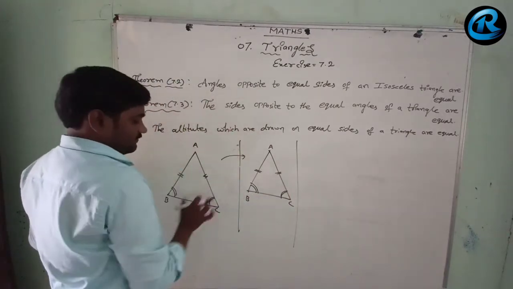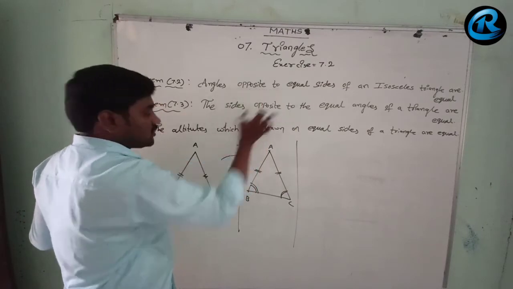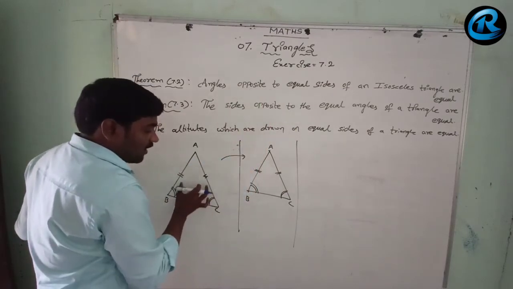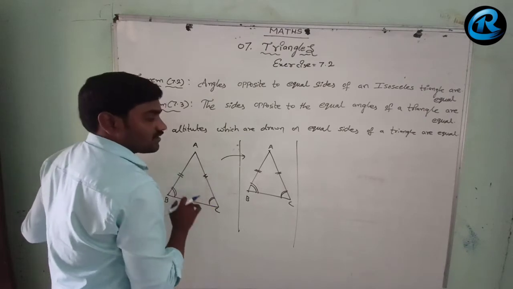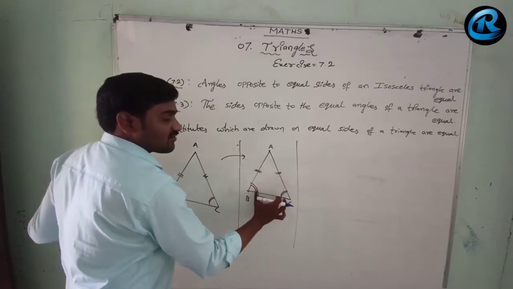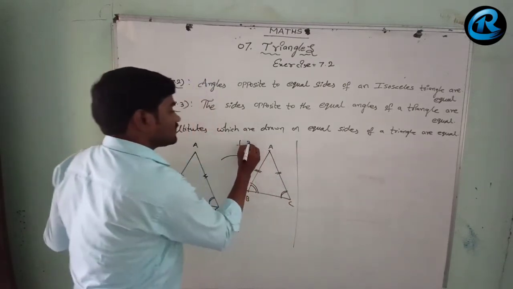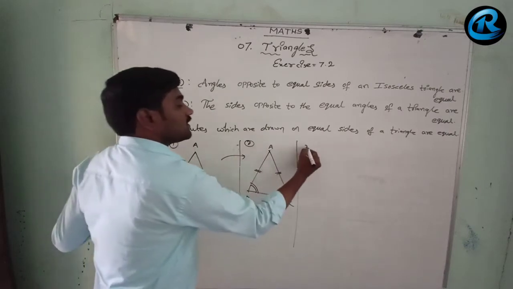The angles opposite to the equal sides, these angles which are opposite to these equal sides, are equal. The sides which are opposite to these equal angles are equal. Simple. See, this is the second one and this is the first one. We go for the third one now.